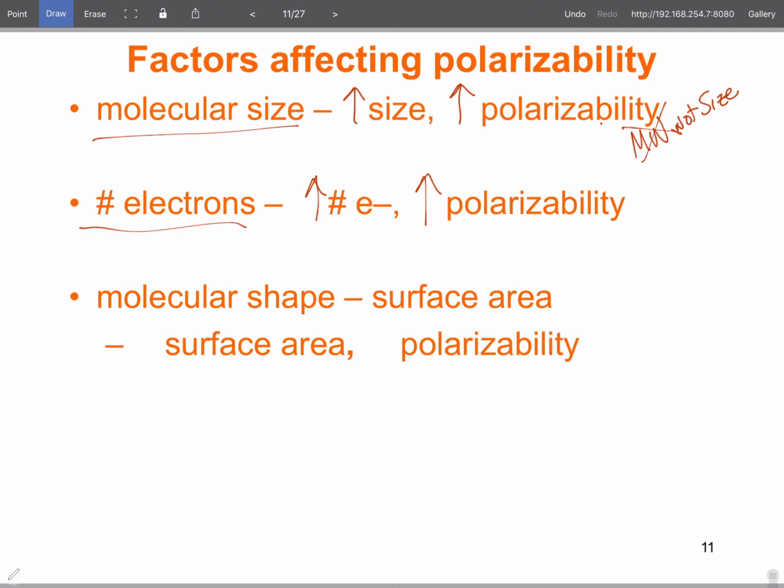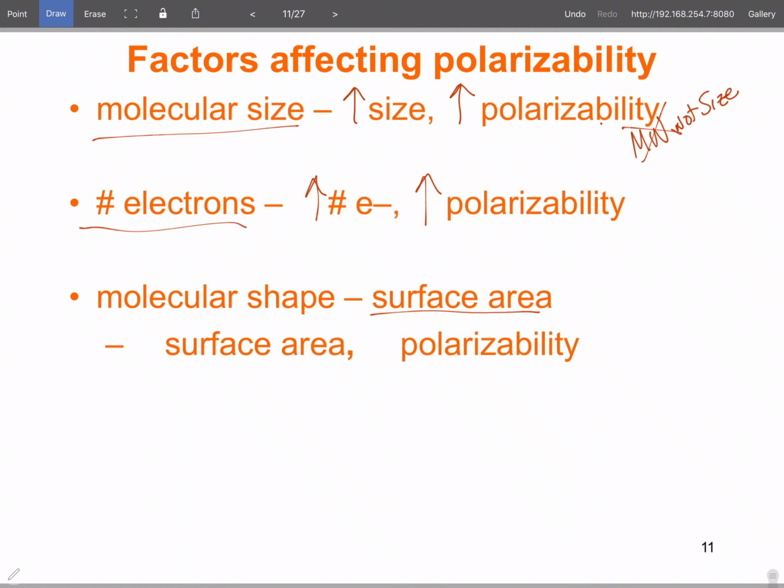So far we've got molecular size and number of electrons, and then molecular shape. Now this is where things get a little wild, because this becomes a huge issue when you go on to organic, looking at the molecular shape. The molecular shape really defines surface area. Okay?